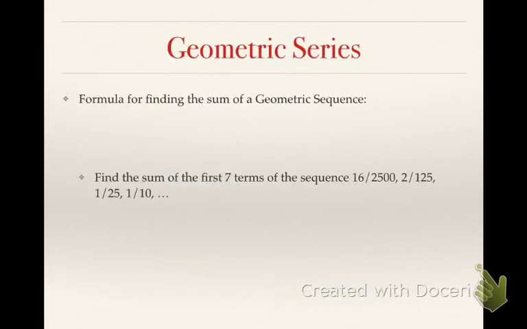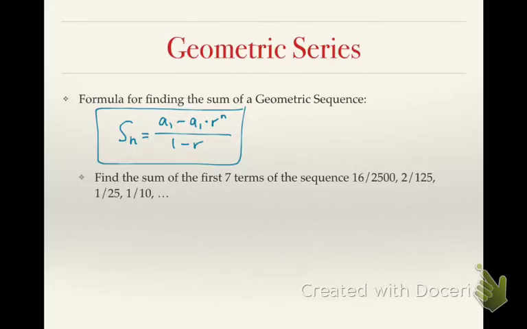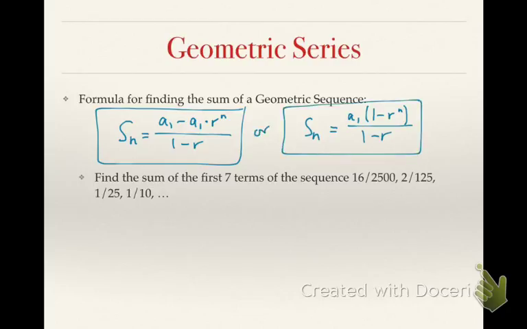Now let's look at a geometric series. Again, the idea of a series is that you add up the terms in a sequence. There is a formula that will be given to you in the reference sheet, and it is given in this format: A1 minus A1 times r to the n, divided by 1 minus r. I personally like the formula where you factor out the A1, the first term. To me, that seems a little bit more logical to use, but both forms are the same equation.